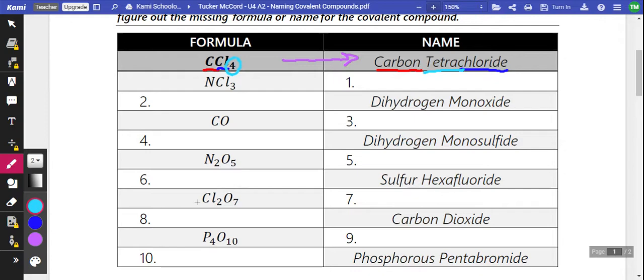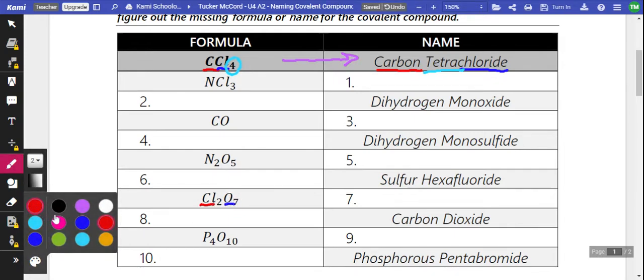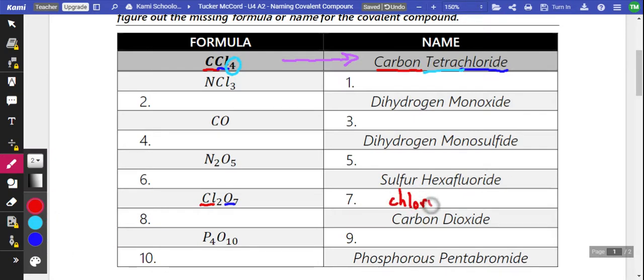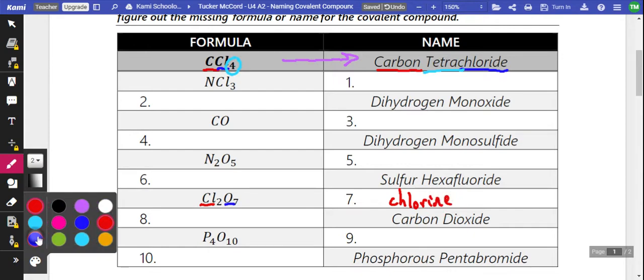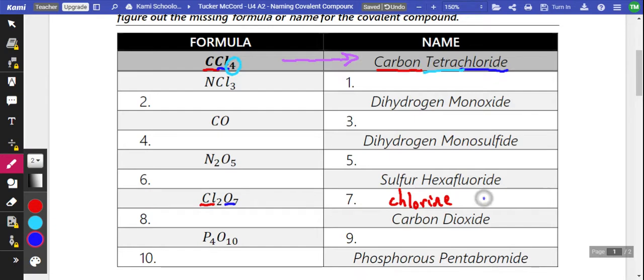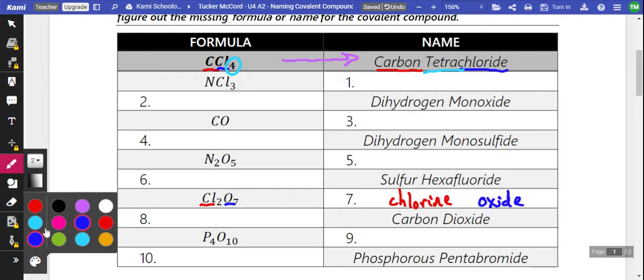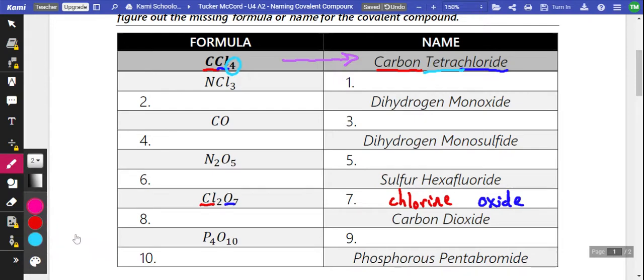Okay, let's start with this guy right here. We've got Cl as our first element, and we've got O as our second element. So my name is going to start with chlorine. My second part is going to be oxygen with an IDE ending. So oxygen becomes oxide. Okay. But instead of just calling this chlorine oxide, I need prefixes on there to say how many atoms of chlorine and how many atoms of oxygen there are.